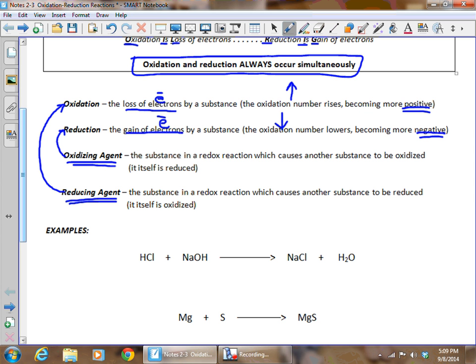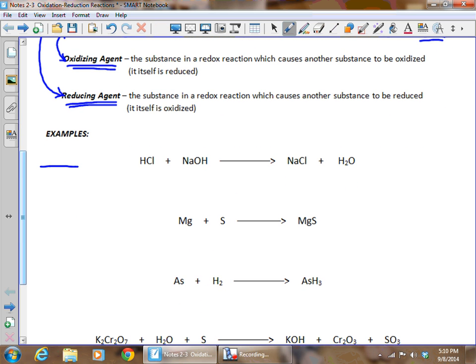The reason it can cause something else to lose electrons is because it itself is gaining those electrons, more or less grabbing them away. So once you find out the substances that are being oxidized, all you have to do is say, okay, if it's being oxidized, it's the reducing agent. If it's being reduced, it's the oxidizing agent. Those terms go together.